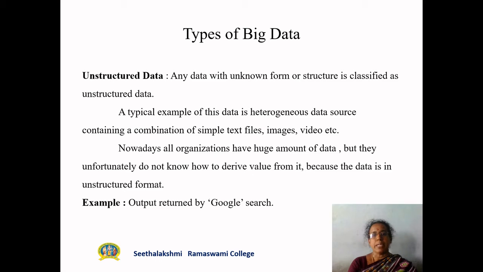Next type of big data is unstructured data. Any data with unknown form or structure is classified as unstructured data. A typical example of this data is a heterogeneous data source containing a combination of simple text files, images, video, etc.